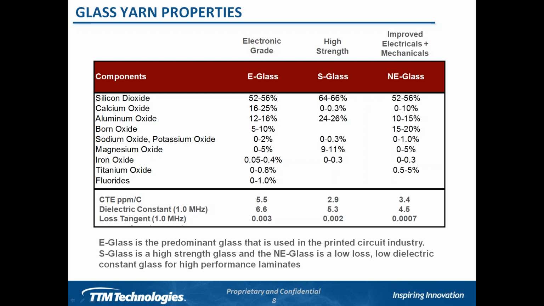And you look at the properties of these materials, again, different sets of properties. And if you look at the bottom of this table on slide 8, you'll notice that each one of these glasses have different coefficients of thermal expansion, different dielectric constants, and different loss tangents depending on what's required for that specific material set.